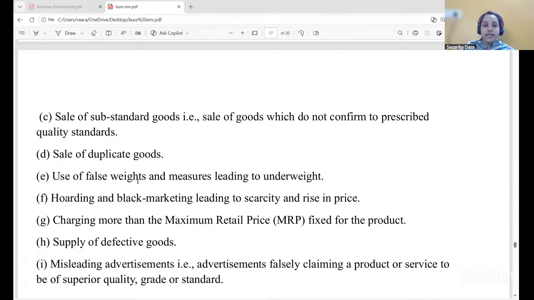Use of false weights and measures leading to underweight. When we purchase 1 kg, but ultimately after coming home, we realize that it is not 1 kg, it is 800 grams or 850 grams kind of a thing.